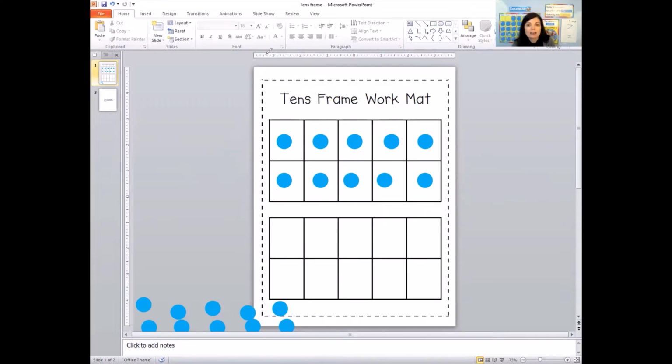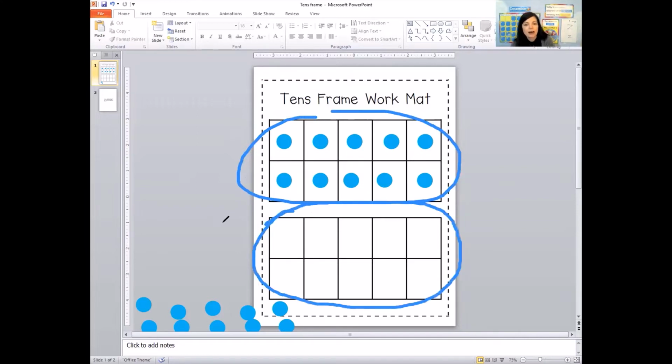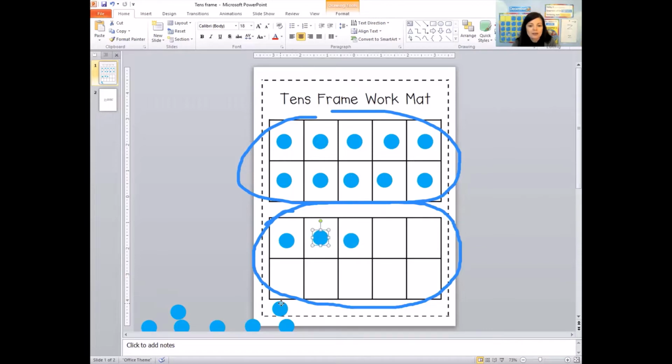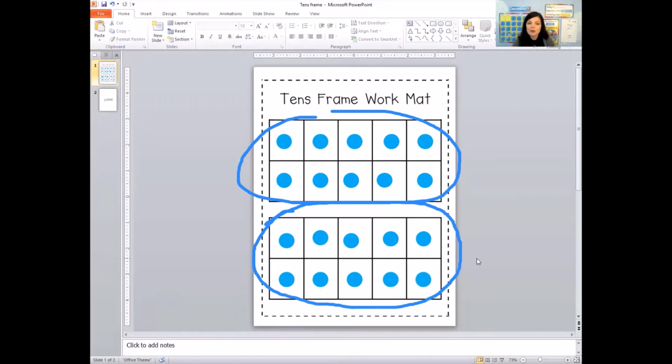Okay, let's do another one. Let's look down at the bottom. I see another tens frame. If there are 10 dots here, how many dots do you think it will take to fill up this tens frame? Well, there were 10 up top. Do you think it will take another 10? Let's count and find out. 1, 2, 3, 4, 5, 6, 7, 8, 9, 10. There was another 10.